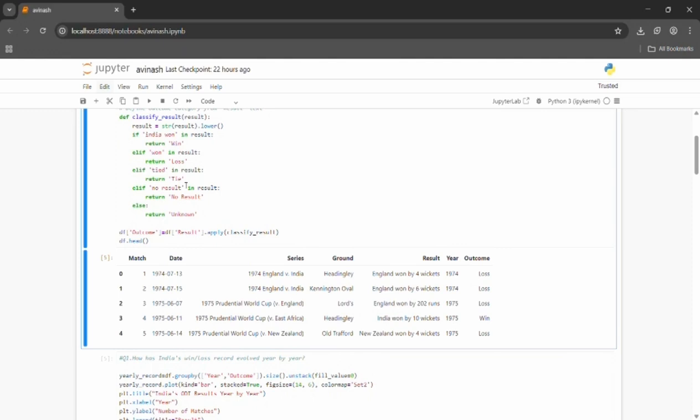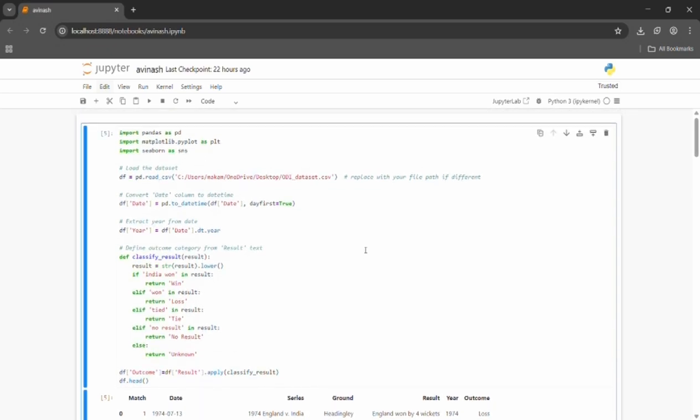Important columns include date, the date of the match; series, the name of the series or tournament; ground, the venue; and result, the textual description of the match outcome. We first import the necessary Python libraries. Pandas is used for handling tabular data. Matplotlib and Seaborn are used to visualize patterns and trends.